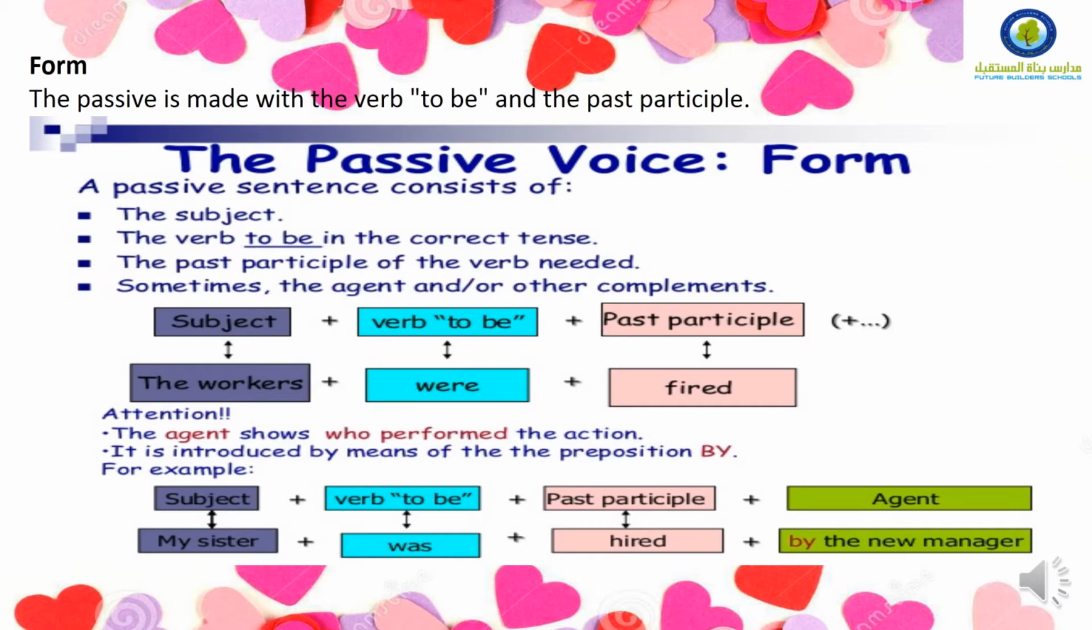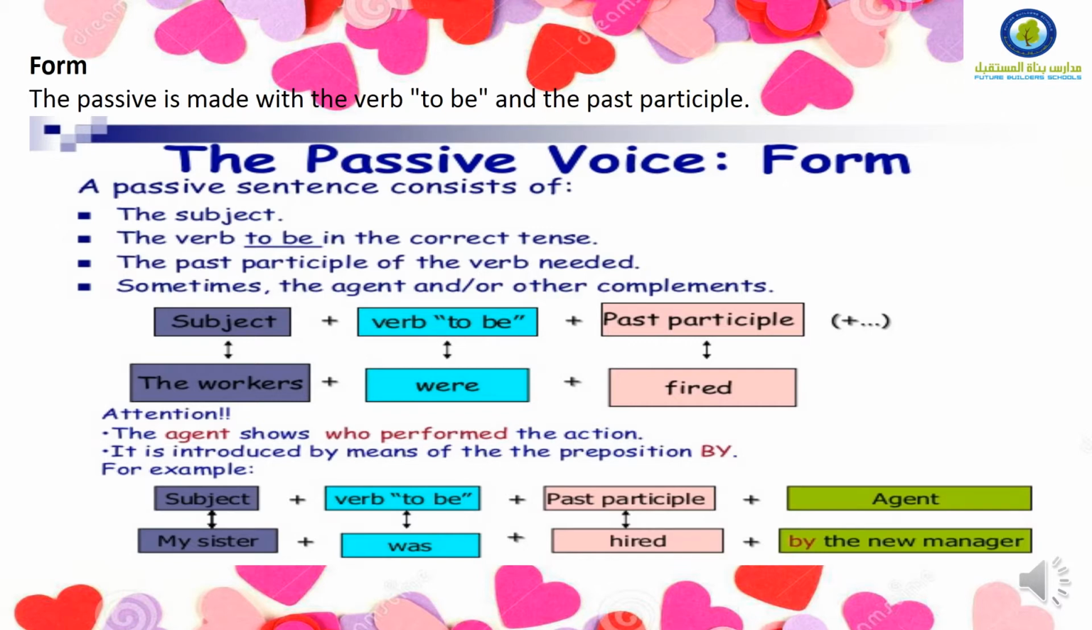Now you have this example. The workers were fired. طرد العمال. Why طرد? Because we have were plus verb 3. This is a passive sentence. The workers were fired. طرد العمال. Now maybe by Ahmed, by Rami, by whatever. Attention.